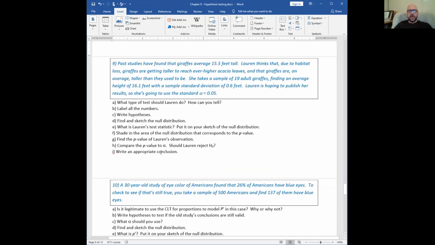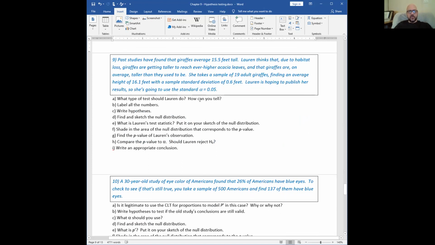This one I will write out as we go. So what type of test should Lauren do? That's the first question we have to ask. So let's read. Past studies have found that giraffes average 15.5 feet tall. Lauren thinks that due to habitat loss, giraffes are getting taller because they have fewer acacia leaves that they can reach, and therefore have to grow taller. It'll be an advantage for them to be taller, so they can reach more leaves. And so she thinks that giraffes are probably taller than they used to be.